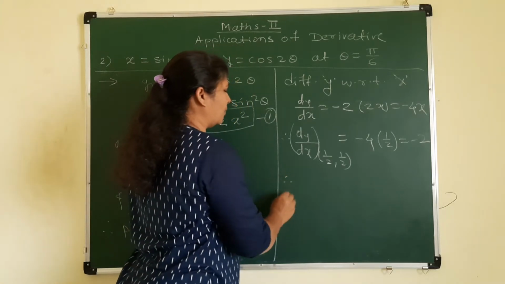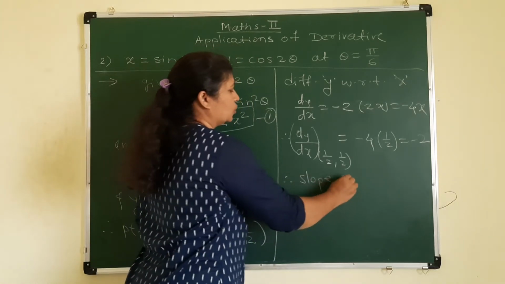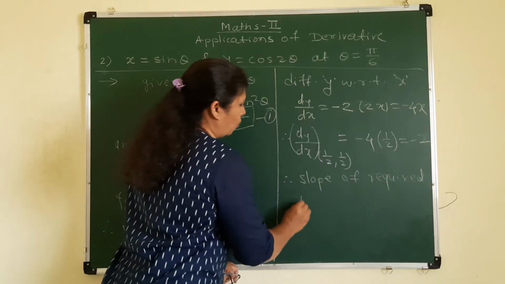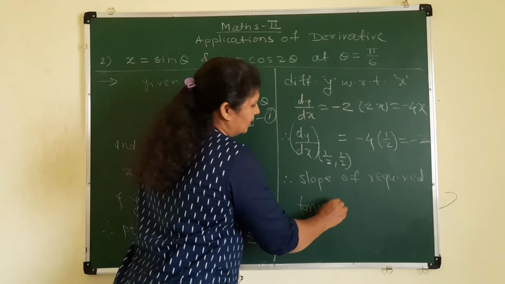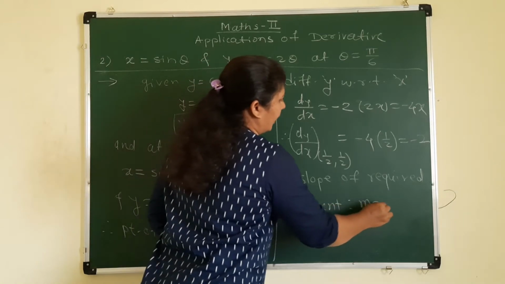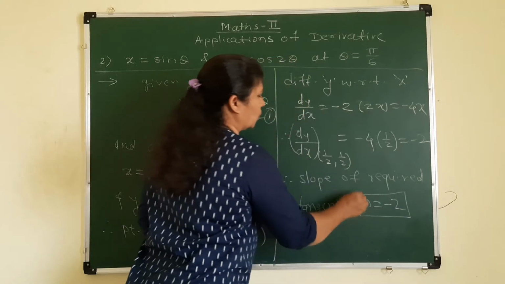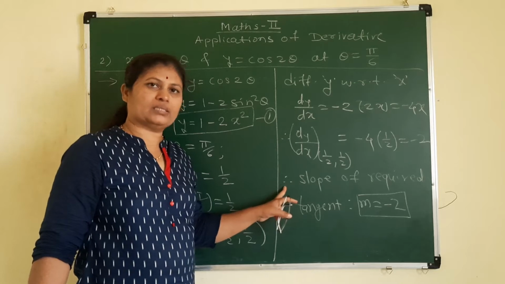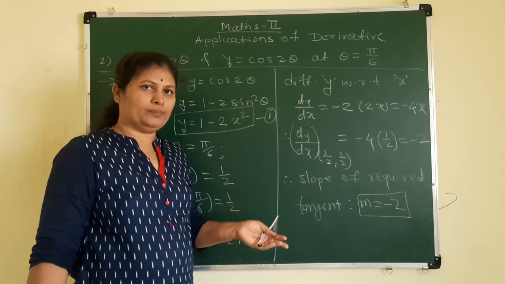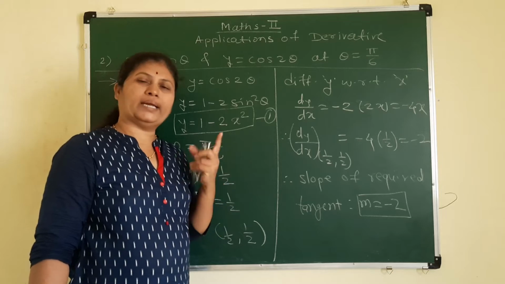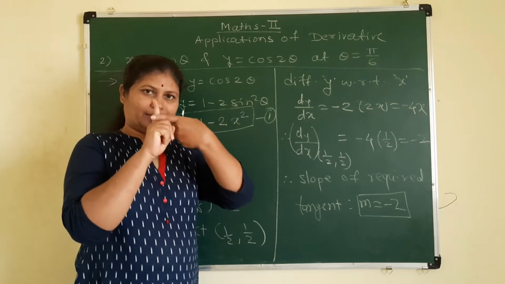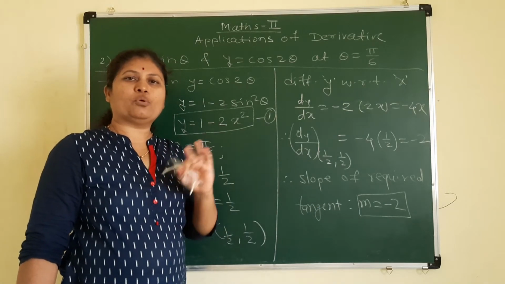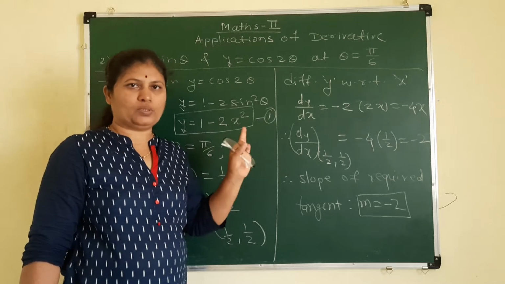So what is the slope of tangent? Therefore the slope of the required tangent is m equal to minus 2. I got the slope of tangent. Using the slope of tangent, in the next step we have to find the slope of normal. We know the tangent and normal are perpendicular to each other. Therefore their slopes are negative reciprocals of each other.